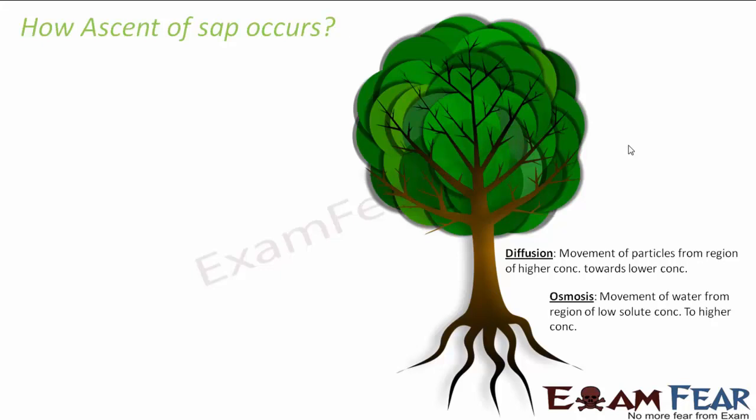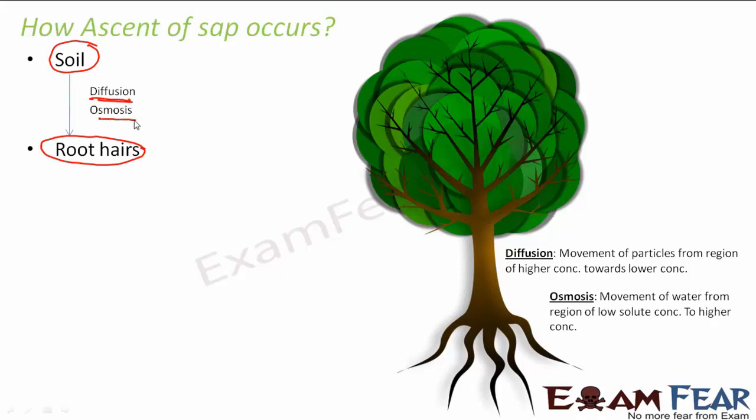Why does the water move upward? Something which is falling towards the surface of the earth falls because of gravity. But how can water go up against the force of gravity? This happens by the two processes of diffusion and osmosis. Now soil is the place which is enriched with water and minerals. So from soil it goes into the root hairs. How does it enter the root hair from soil? By the process of diffusion and osmosis.